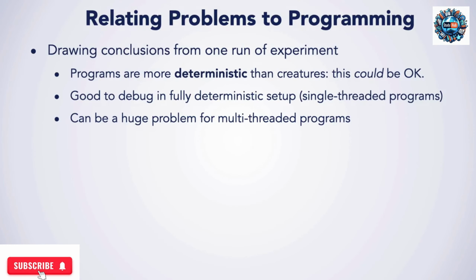The last problem we discussed with our hamster experiment was drawing a conclusion from a single run of the experiment. A big difference with programming is that many programs are fully deterministic. When you run them multiple times, they do the exact same thing every time. This is not true for multi-threaded programs which do multiple tasks at the same time. We are not going to cover multi-threaded programs in this course, but their non-deterministic nature makes them quite difficult to debug.